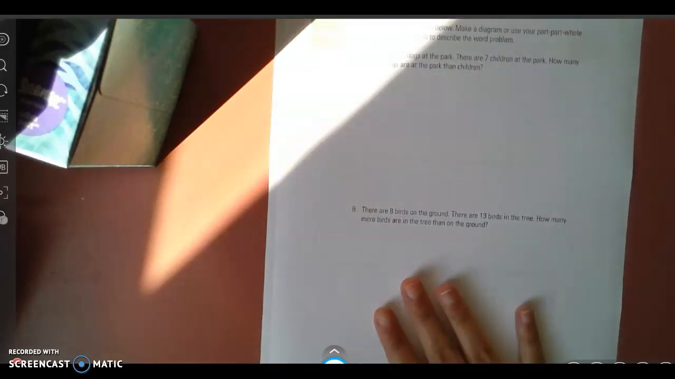Here's B. There are 8 birds on the ground. There are 13 birds in the tree. How many more birds are in the tree than on the ground? So remember, we're making comparisons. We want to figure out the difference between the number of birds on the ground and the number of birds in the tree. And then if we flip over, there are a few more problems on here that I want to read to you before you get started.